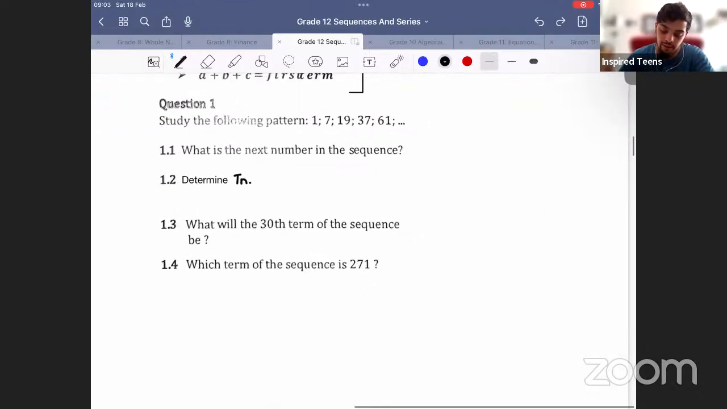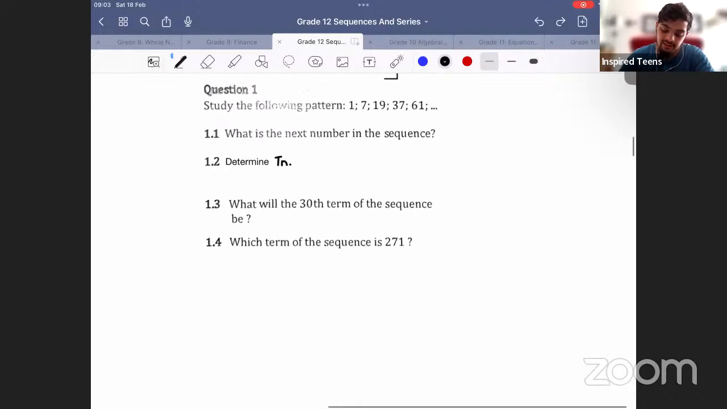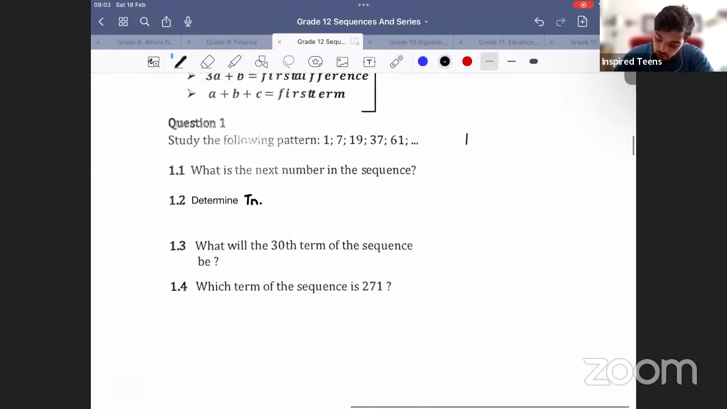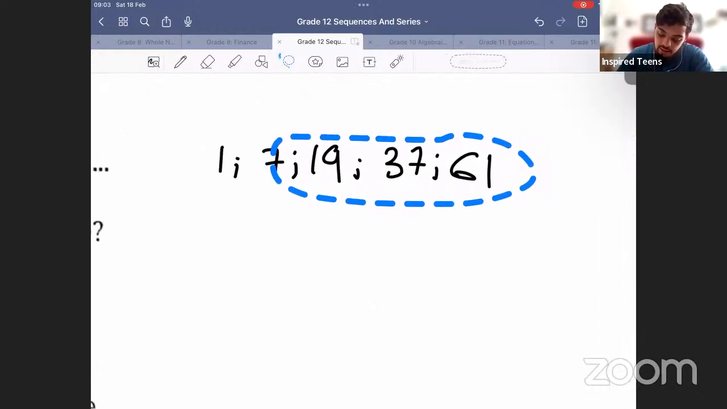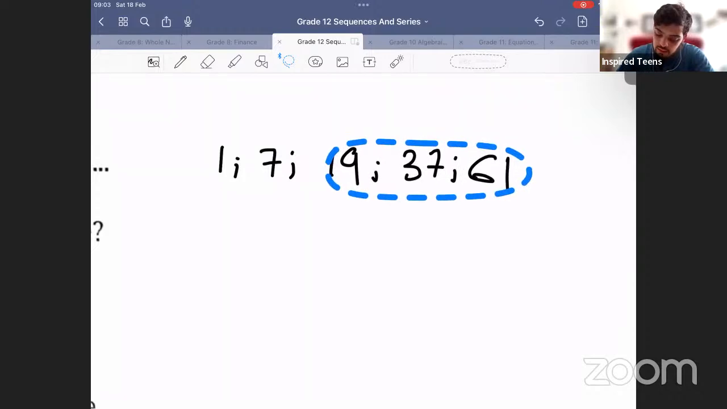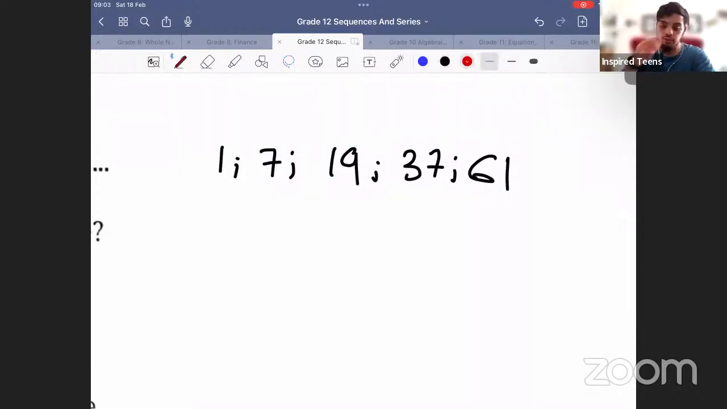It says, study the following pattern: 1, 7, 19, 37, and 61. So firstly, let us try and identify our differences between each pattern. I'm going to distinguish the first differences. For example, between 1 and 7, the difference is positive 6. Remember, the sign is very important because sometimes we subtract and it makes a difference. So to go from 1 to get to 7, I added 6.